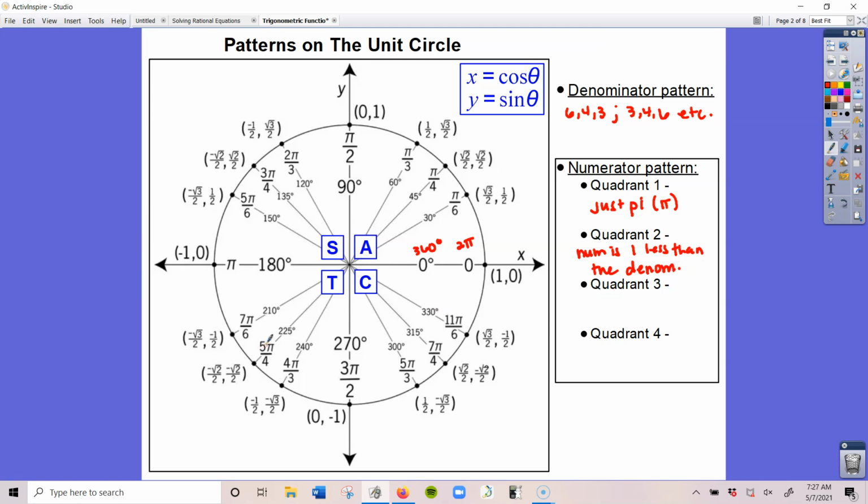Now in quadrant 3, it's the other way around. Now the numerator is 1 more than the denominator. See, 7 pi over 6, 5 pi over 4, 4 pi over 3. That numerator is 1 more. So that's the pattern for quadrant 3. Numerator is 1 more than the denominator.